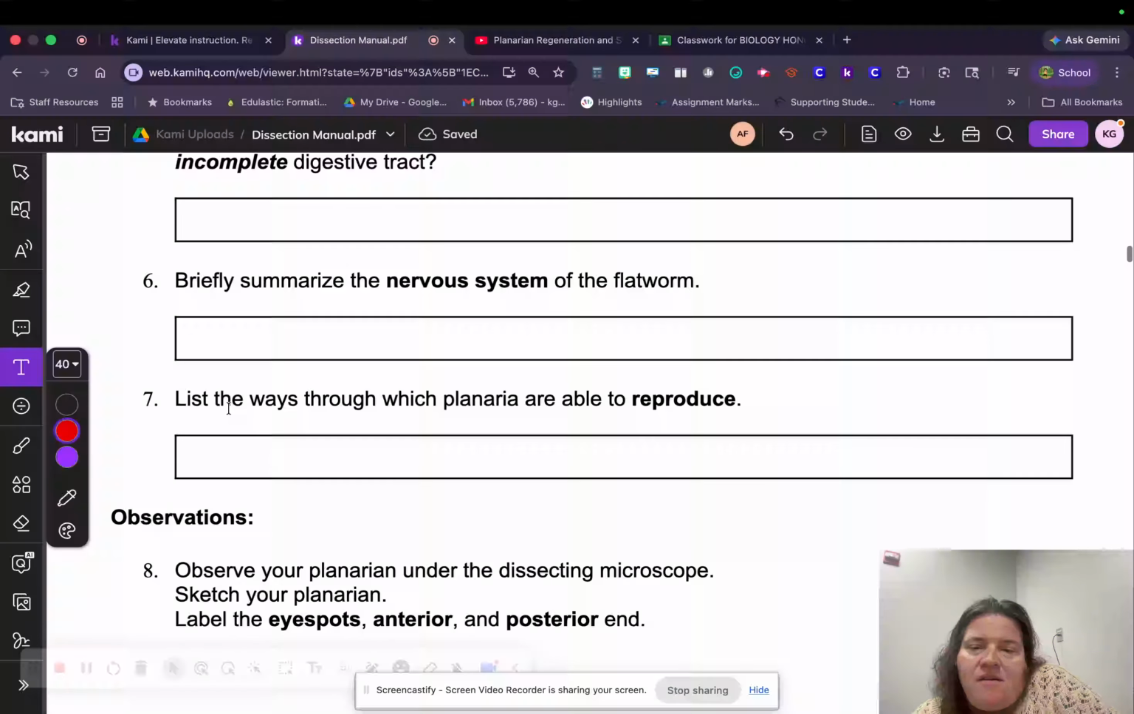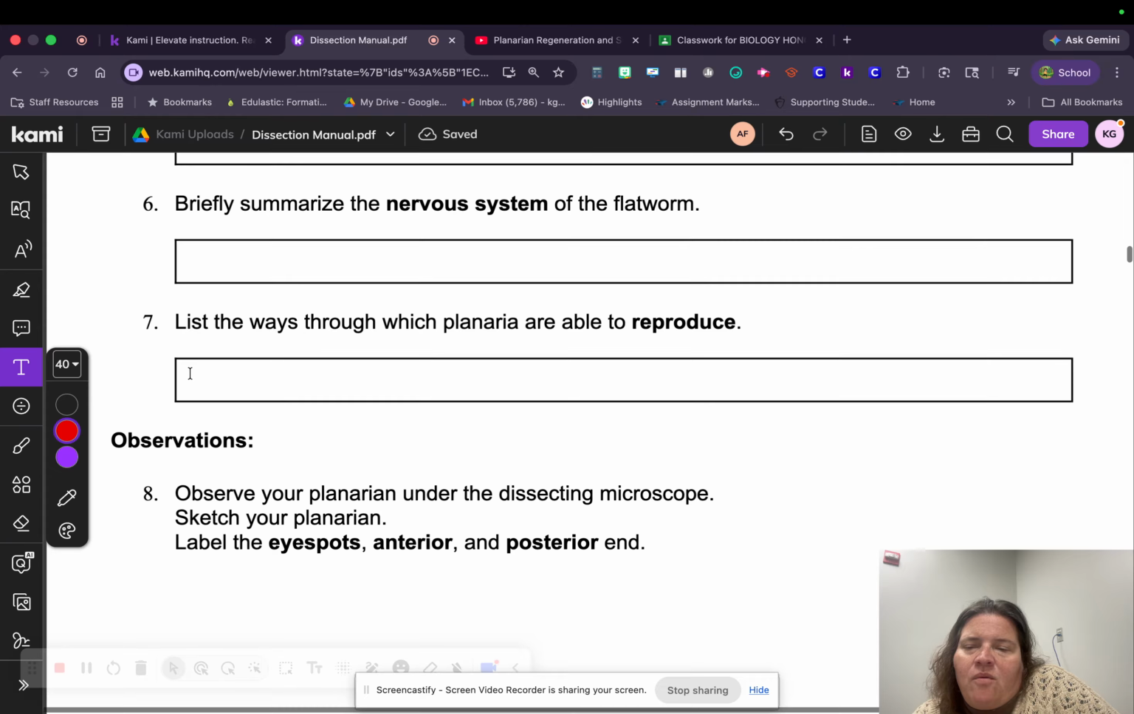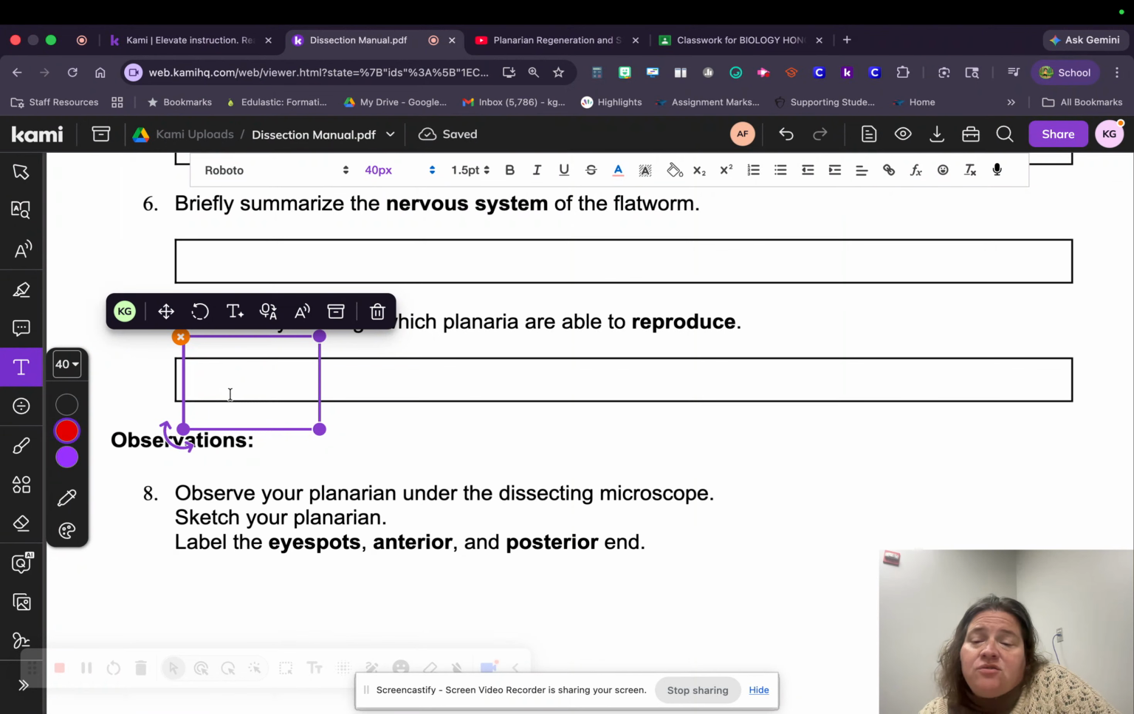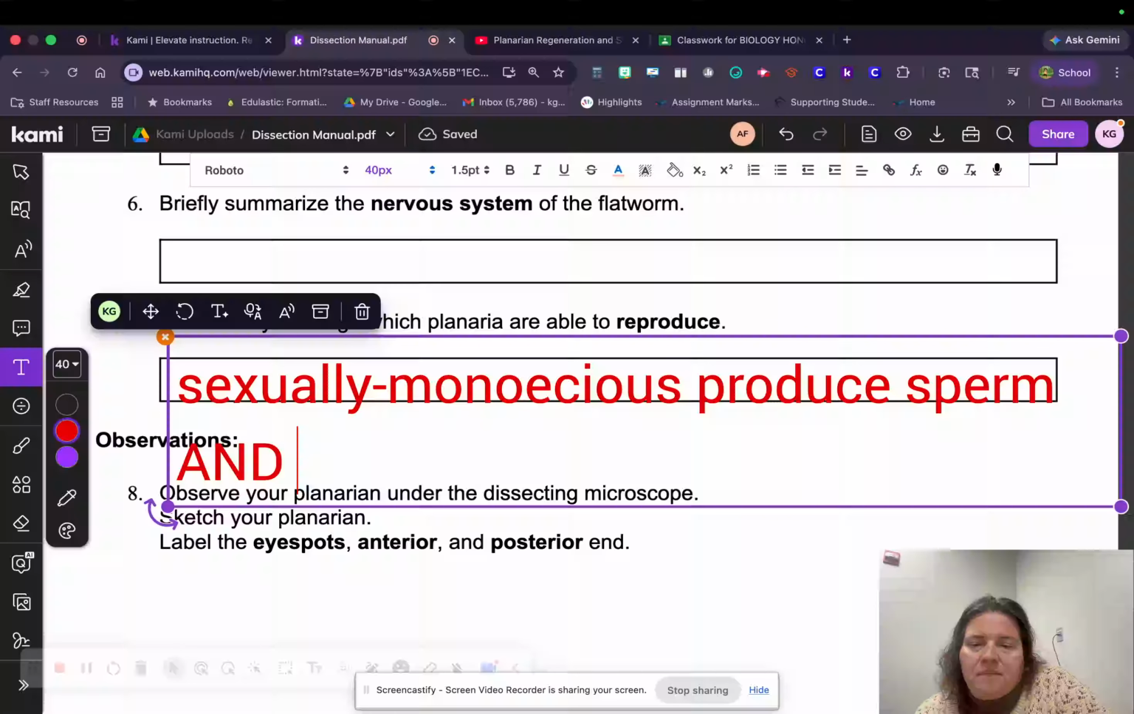And so I do want to talk a little bit about their reproduction. So one way in which they reproduce is sexually. And again, it's different for different species of planaria, so I'm just going to be very general here. But remember, they're monoecious. So both have both sperm and egg on the same animal. Obviously, I'm writing big so you can see it.